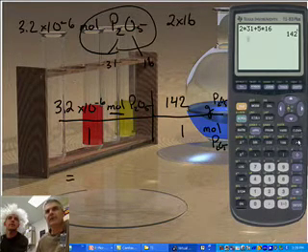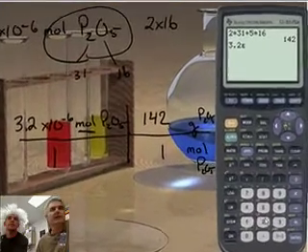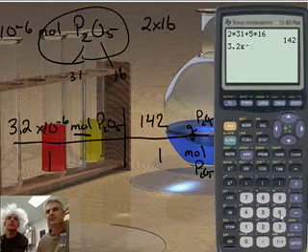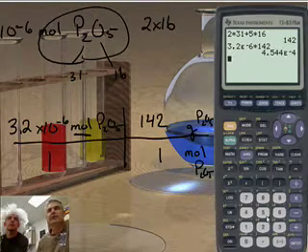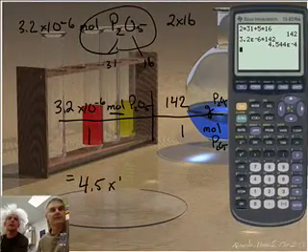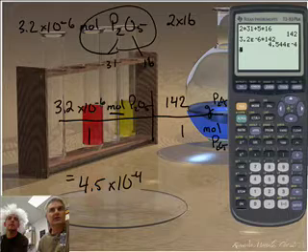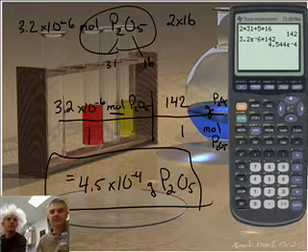Okay, but now I'm going to type that into my calculator. So I'm going to say 3.2. Remember, we're going to do the second function, E, negative 6 times 142. That gives me the grand total of 4.5 times 10 to the negative 4 grams of P2O5.